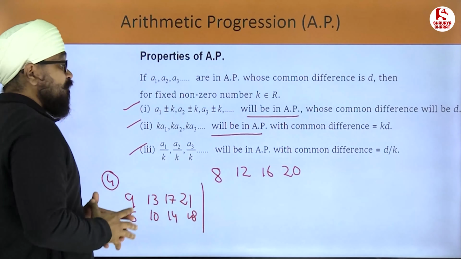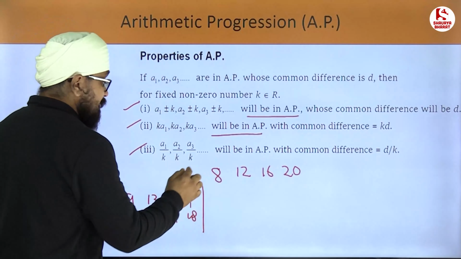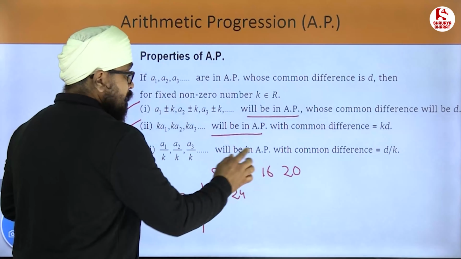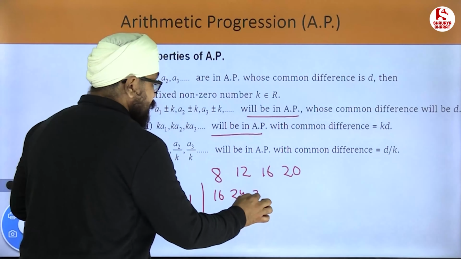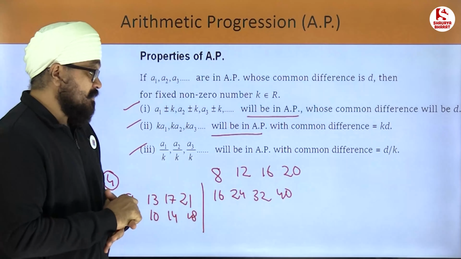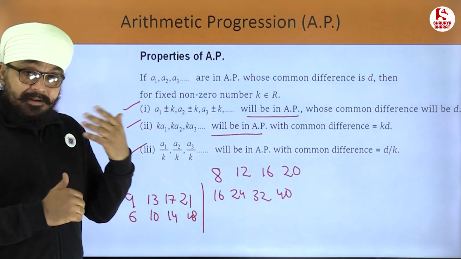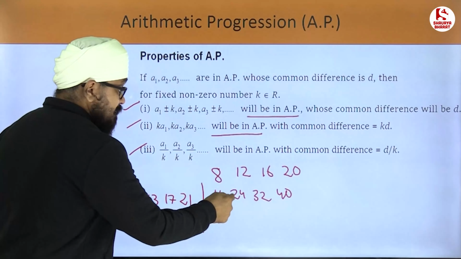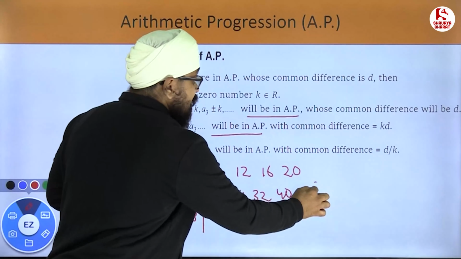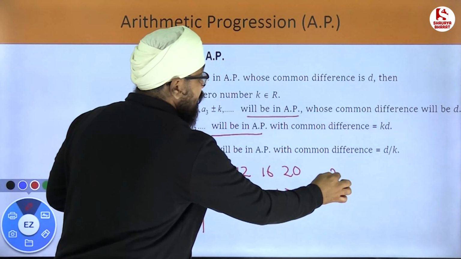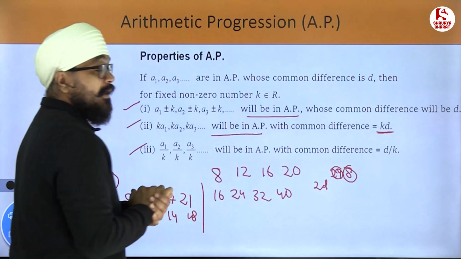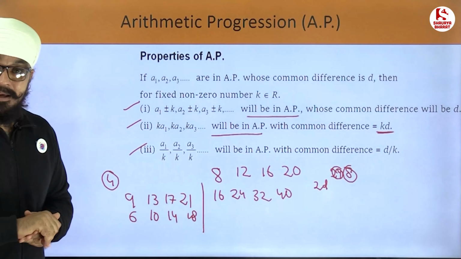And on the other way, suppose I am multiplying by 2, this is becoming 16, this becomes 24. When we multiply by 2, this becomes 32, this becomes 40. But here if we see the common difference, that will be k times. If you just subtract, 24 minus 16 will give you 8, and 8 is double of d, means 2 times 4, that is 8. So, that is what it is written. When we are multiplying, the common difference will also multiply by k.